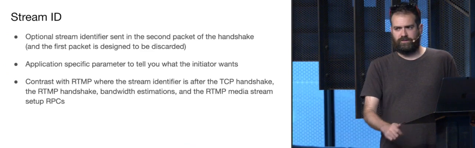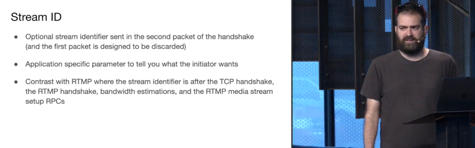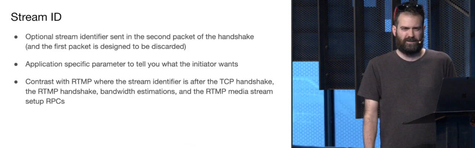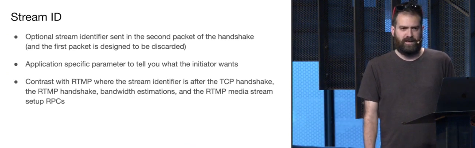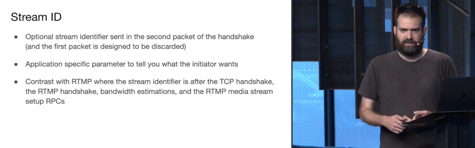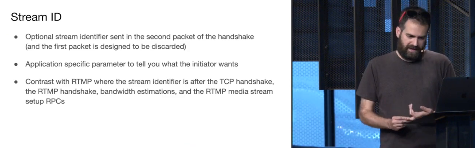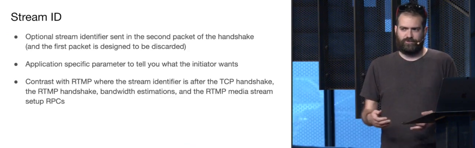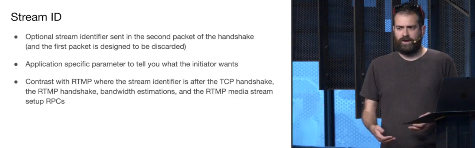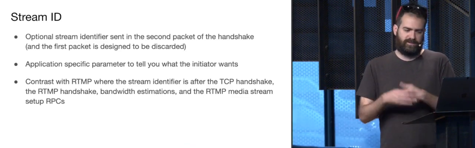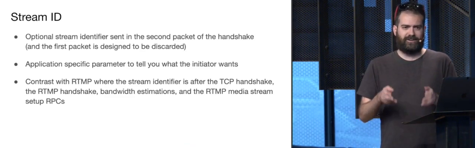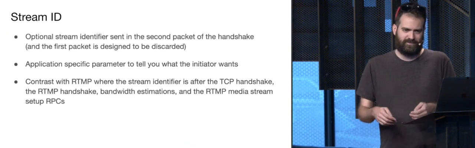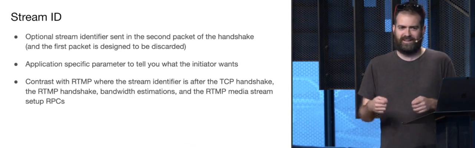So the stream ID I mentioned, this is an optional identifier sent in the second packet of the handshake, and the first one's meant to be discarded. So this is about as early as you can get. It's an application-specific parameter to tell you what the initiator wants. Am I trying to broadcast on a particular channel? Is there a resource I want you to play back to me? That kind of thing. And this contrasts with what RTMP does, where you do a TCP handshake, and then you do an RTMP handshake, and then you play bandwidth estimation, and then you call a bunch of esoteric RPCs to set up RTMP media streams, and then the person who called you tells you what the heck they actually want.